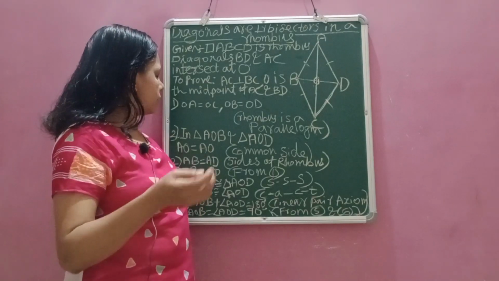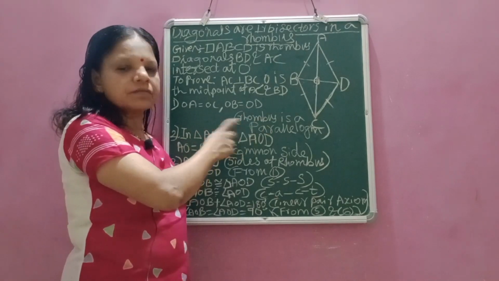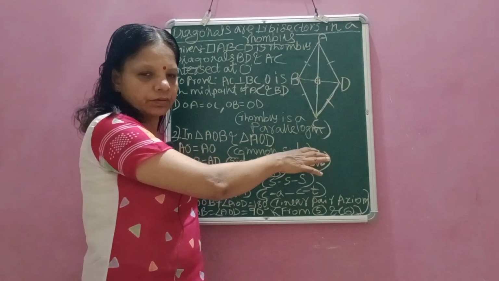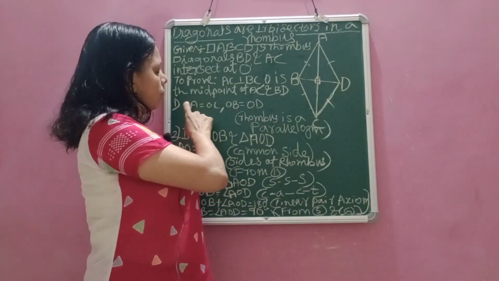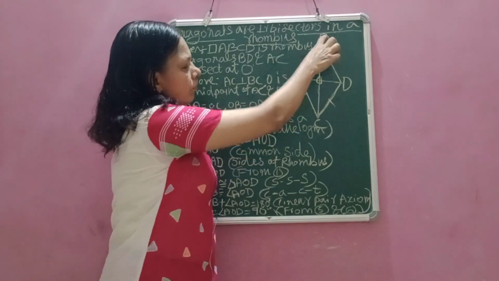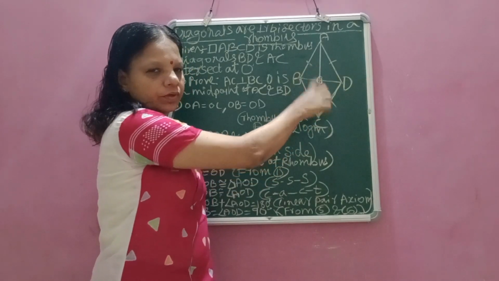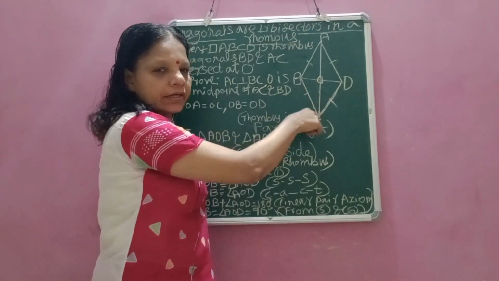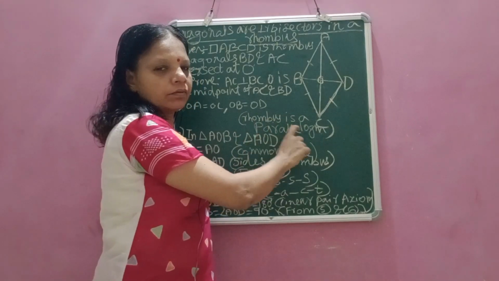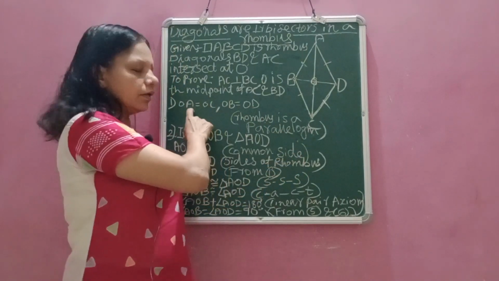So we will start the statements. The first one we will write is the same statement, that they bisect each other. For that we will write the reason: rhombus is a parallelogram. So what is the first statement? OA equal to OC, OB equal to OD. O is the midpoint of AC and BD, or diagonals bisect each other. What reason will you write? Rhombus is a parallelogram. Clear? That is the first statement.